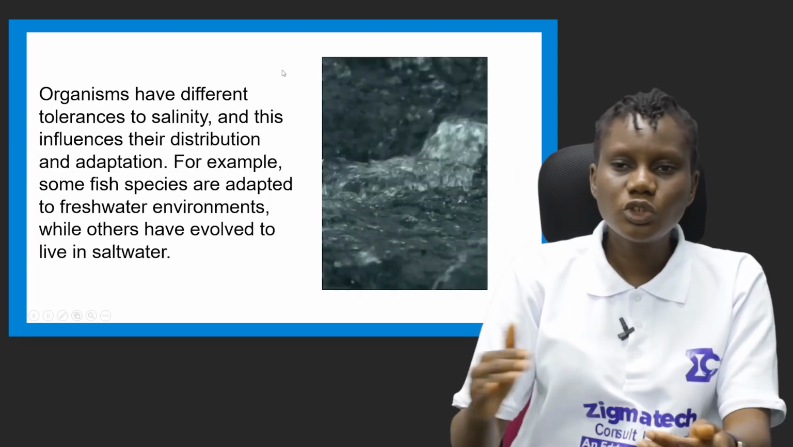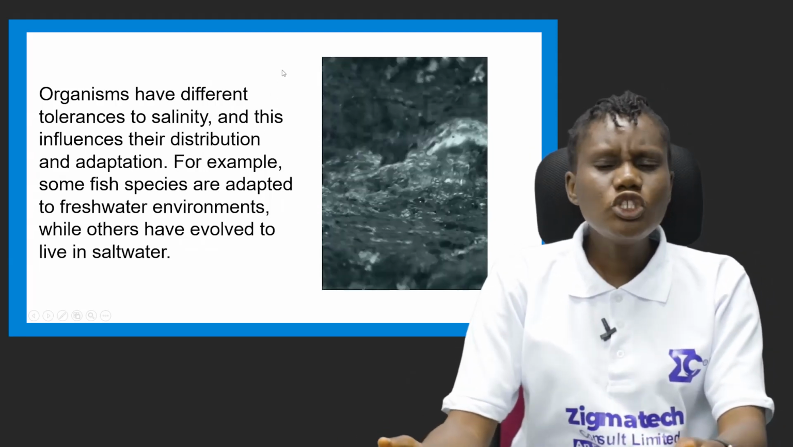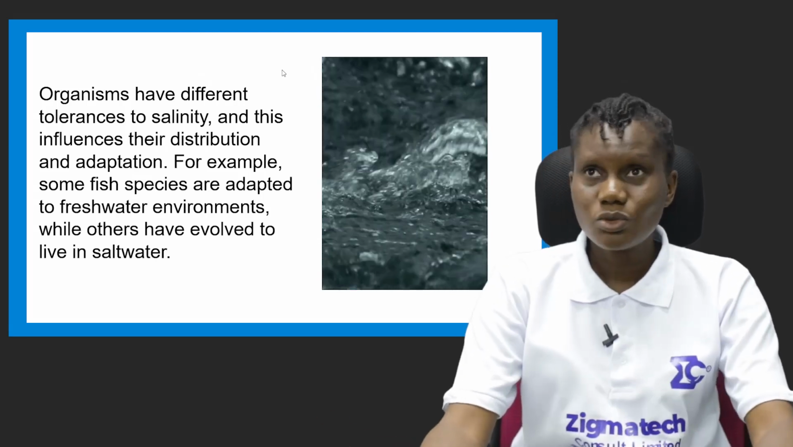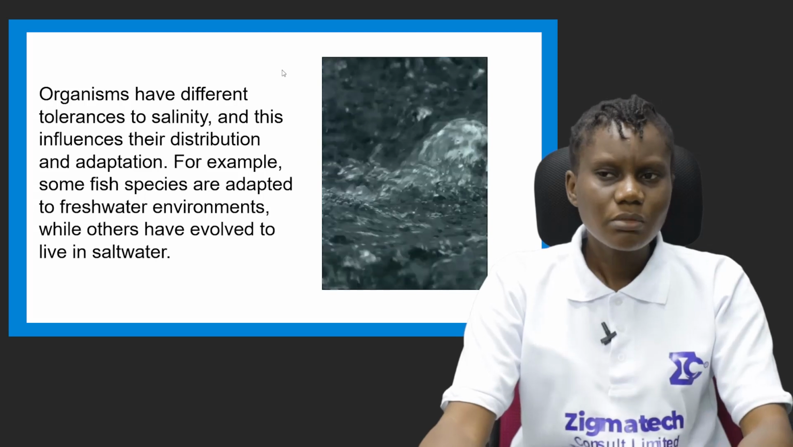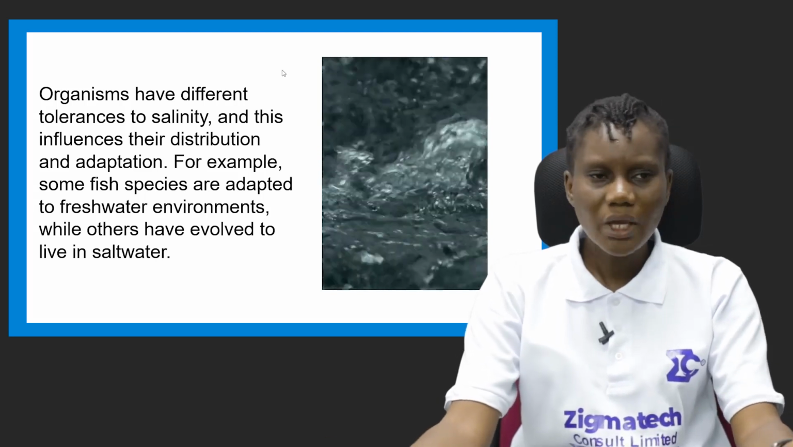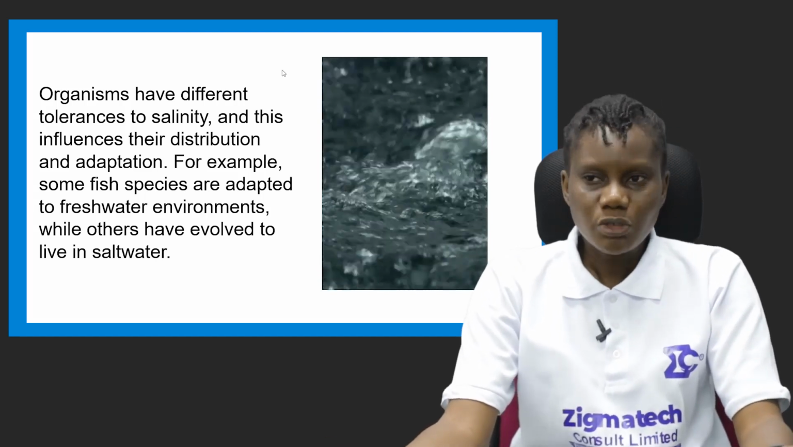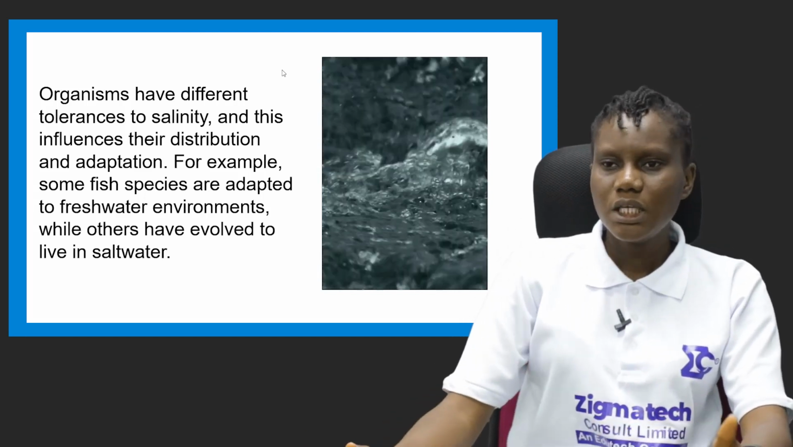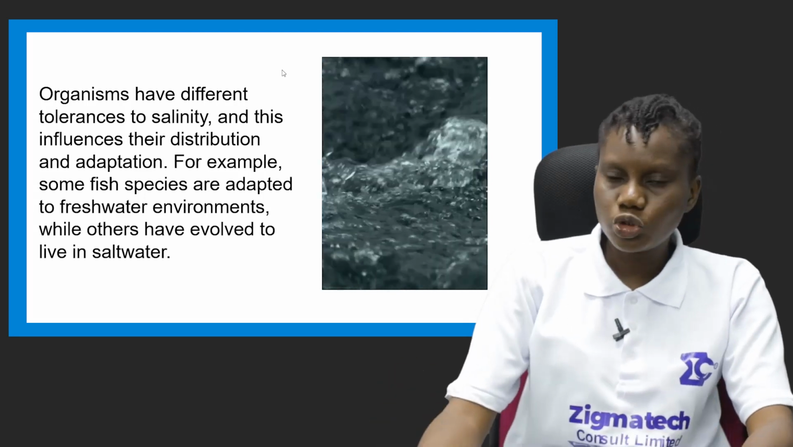Organisms have different tolerance to salinity. Even humans have different tolerance to salinity. There's some food that you would take and say there's no salt here, and someone else would take the food and say, wow, I love this food, the salt there is enough. Because we have different tolerance to salinity, and this influences their distribution and adaptation.